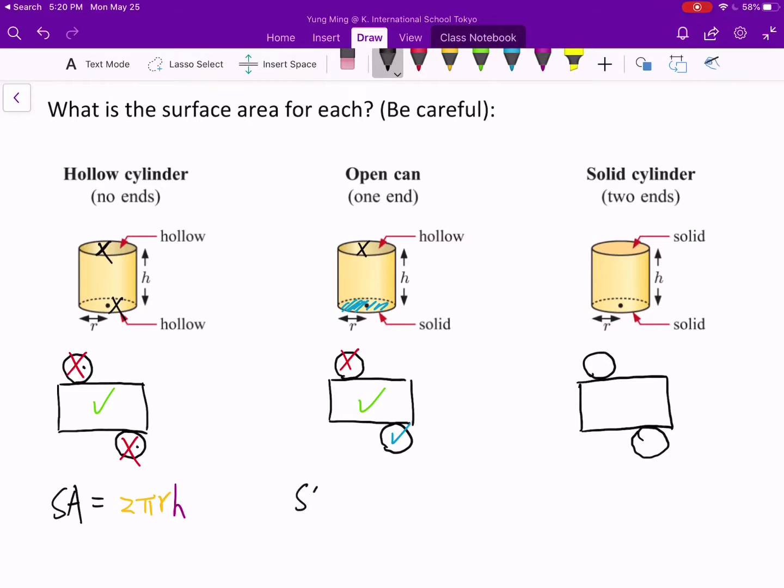Right, so in this case, instead of 2 pi r squared, I only have one of the pi r squares. So in this case, I'm only going to have 1 pi r squared. Okay, of course, you can omit that 1. Plus the 2 pi r times h. So I guess we can start seeing the pattern over here.